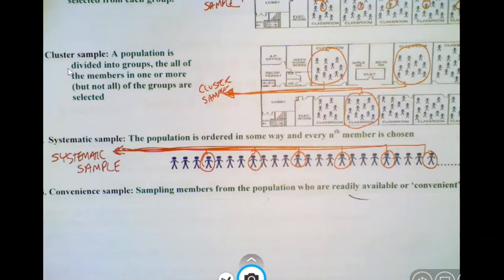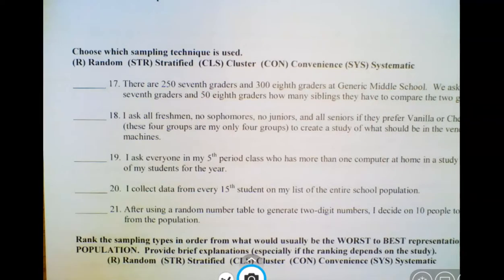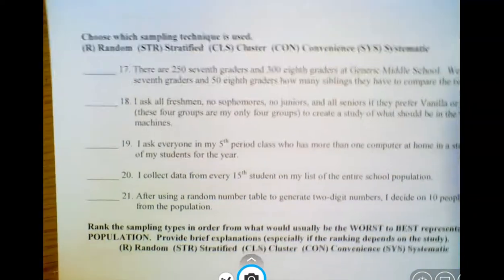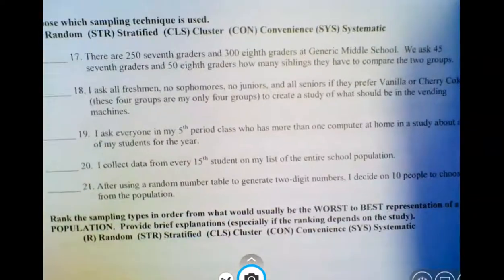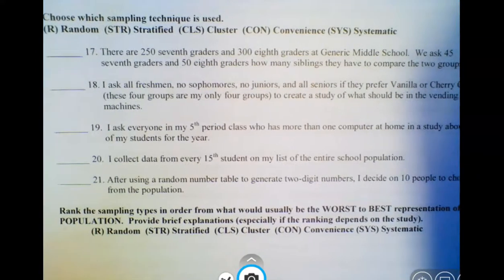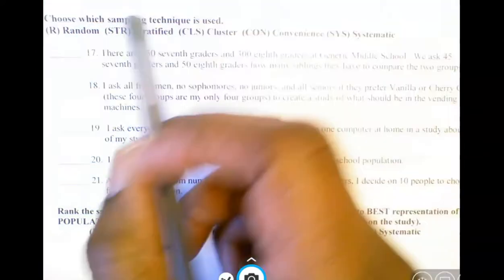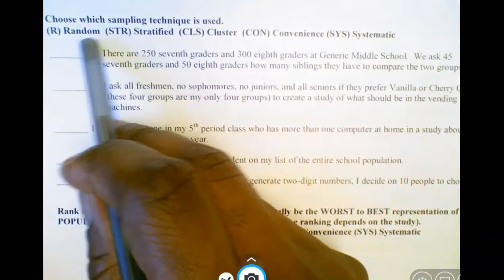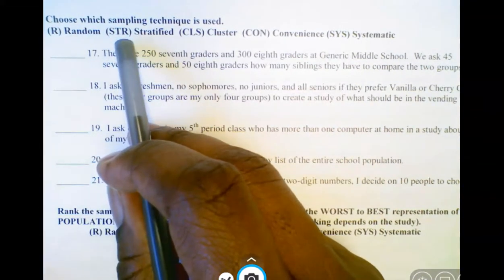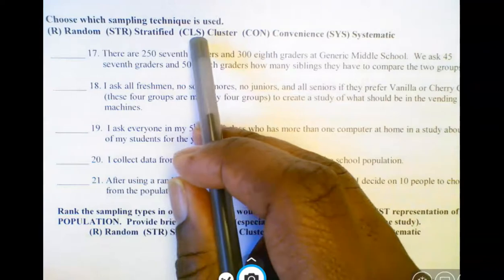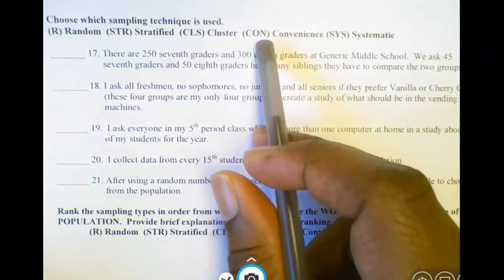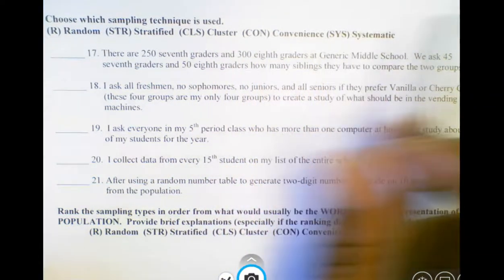Now let's actually put that to use. Take about 3 minutes to read these questions and choose whether each one is a random sample, where you just randomly choose people, a stratified sample, a cluster sample, a convenient sample, or a systematic sample.